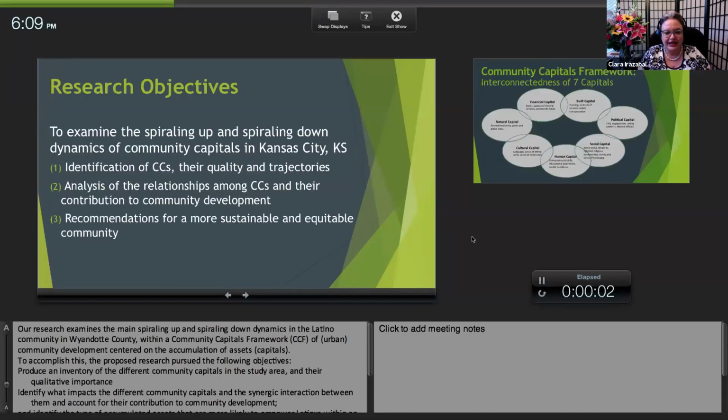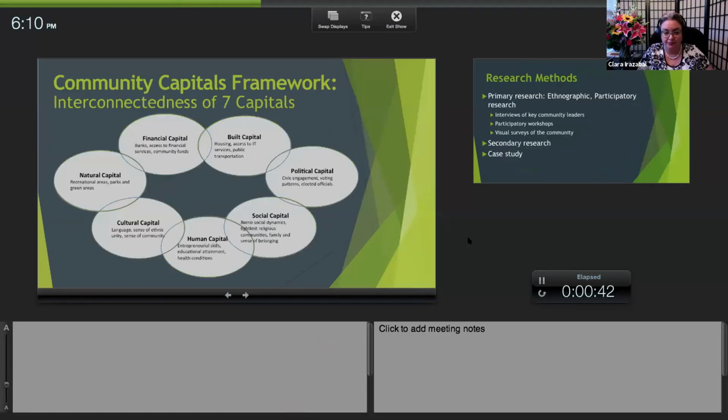What we wanted to do here was examine the dynamics of spiraling up and spiraling down of community capitals in Kansas City, Kansas, which is the enclave where there is the largest Latinx population that we have in the metro area. So this refers to the identification or the inventory of such capitals, their quality and trajectories, the way they interact with each other, the contributions that they make to community development, and from there, make recommendations on what communities and public agencies can do to make community development better.